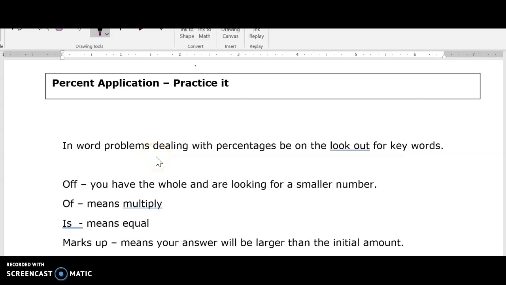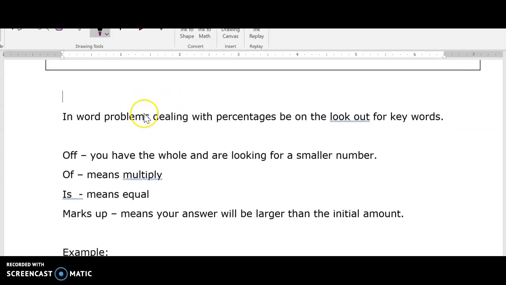In future units, we are going to use percentages to find out interest rates, whether simple or compound interest. But first we have to learn how to work problems with just percentages. So, percent application. In word problems dealing with percentages, be on the lookout for keywords.